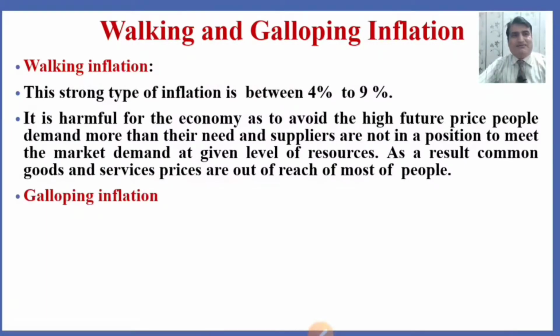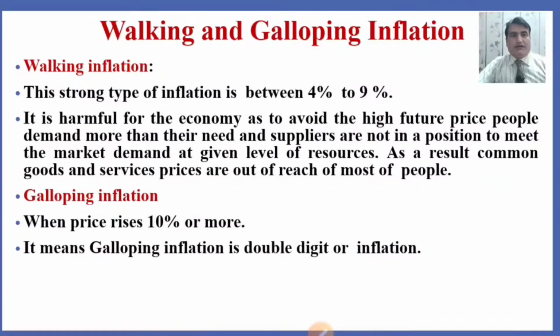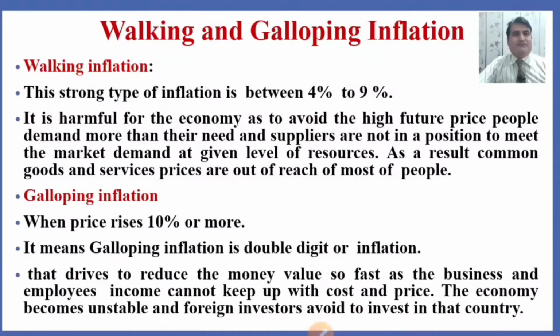What is galloping inflation? When price rises 10% or more, such inflation is galloping inflation. It means galloping inflation is double-digit inflation. Galloping inflation reduces the value of money so fast that business and employee incomes can't keep up with the cost and price. The economy becomes unstable and foreign investors avoid investing in a country where there is galloping or double-digit inflation.